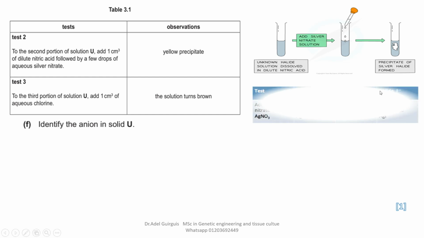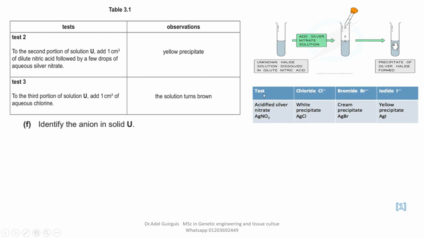Look now for this one. Test for halogens, acidified silver nitrate AgNO3. If chloride present, white precipitate is formed. If bromide present, cream precipitate of AgBr is formed. For iodide, yellow precipitate is formed. So we confirm now the identity of this anion as what? As iodide. Look, acidified silver nitrate test, very pale yellow precipitate AgI is formed.